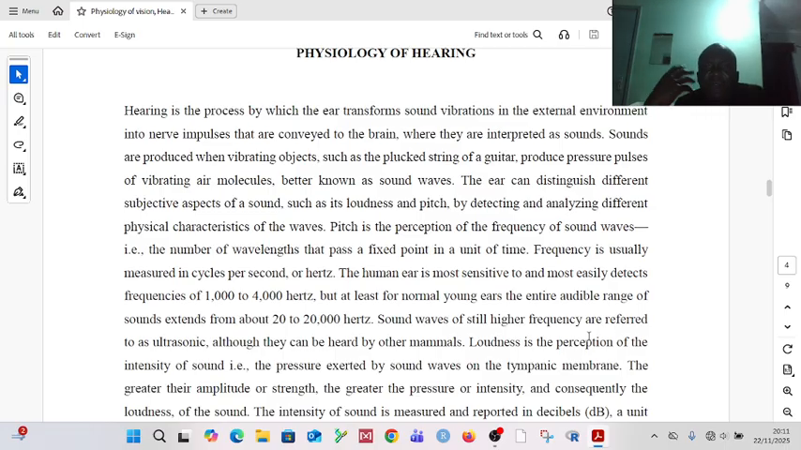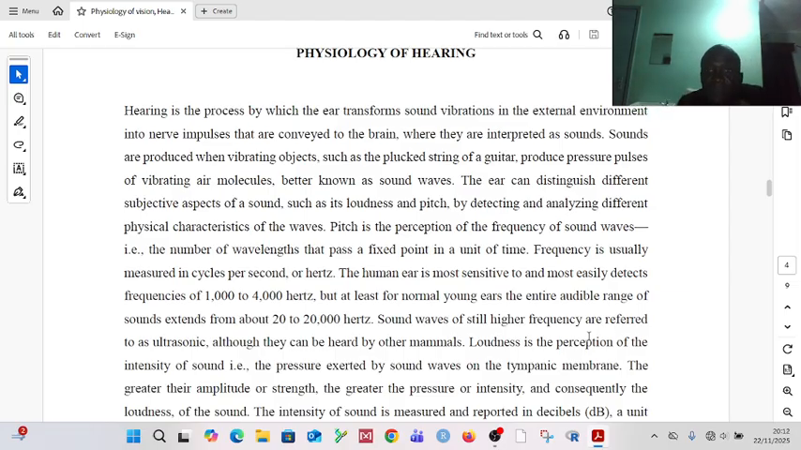So when you talk of pitch, pitch refers to the perception of the frequency of the sound waves. So when we are talking of frequency, it just means how many wavelengths can pass a particular fixed point in a unit of time. For example, how many can pass within a second? How many can pass within a microsecond? If the pitch is high, then it means many are passing. If the pitch is low, then fewer are passing.